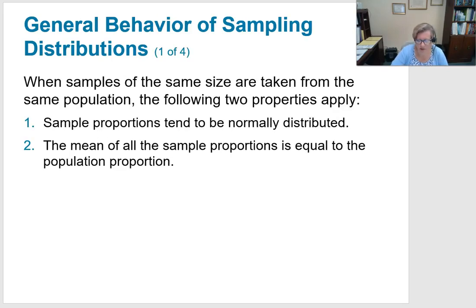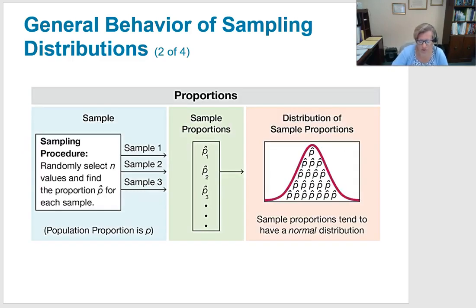All right, so our general behaviors when we're taking samples from populations, there are two properties that really apply. The first is that sample proportions tend to be normally distributed, and the mean of all of the sample proportions should be equal to the actual population proportion. So if you took a bunch of data and found different samples and looked at the proportions of those data, the mean of those should be equal to the actual population proportion. There's a nice visual that works this through.